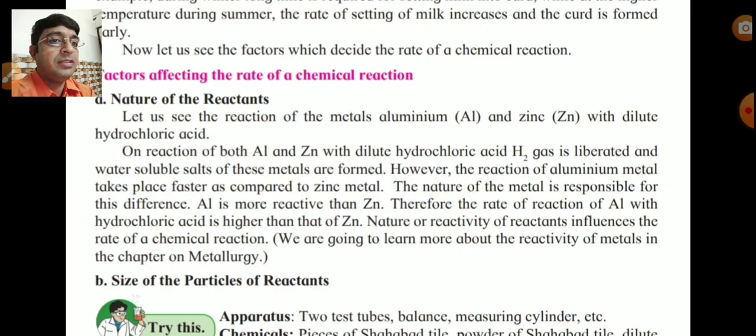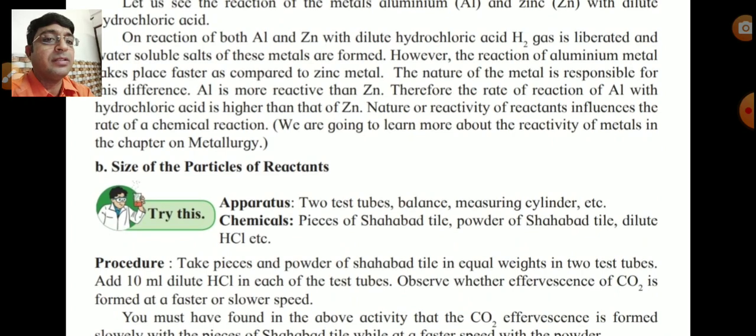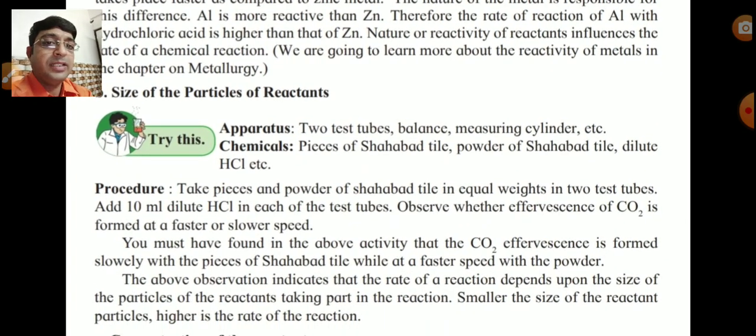Second factor that affects the rate of chemical reaction is the size of the particles of reactant. Try this. Activity given for us. Apparatus and chemicals are given. Now procedure. Take pieces and powder of Shahabad tiles in equal weight in 2 test tubes. Add 10 ml dilute hydrochloric acid in each of the test tubes. Observe whether effervescence, that is the bubbles of CO2 carbon dioxide, is formed at a faster or slower speed.